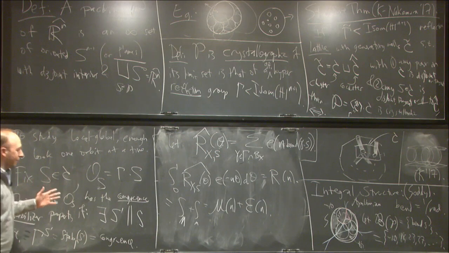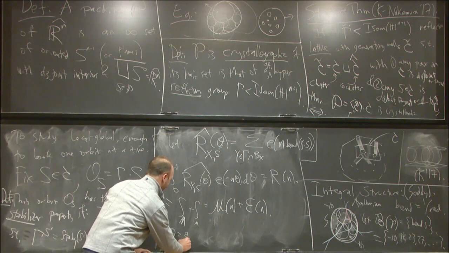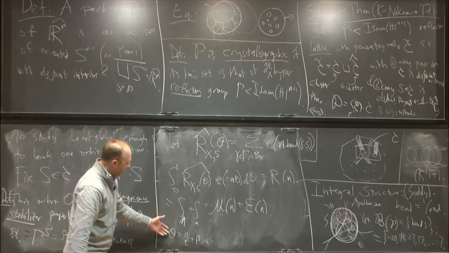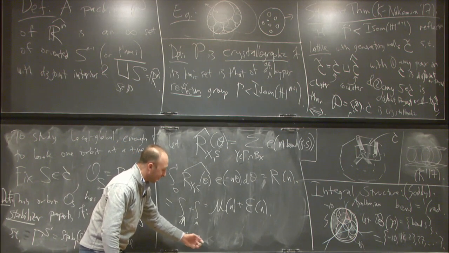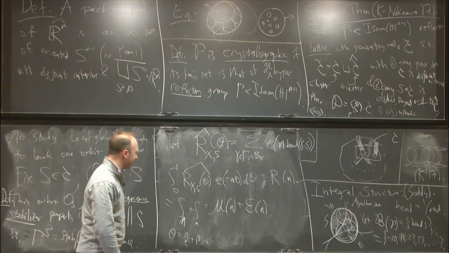So far, I haven't done anything. What are major and minor arcs? Any theta, you can write, for some choice of parameters, as some rational number plus some error. You can write any number in [0, 1] this way. Well, this is completely vacuous, but there is a way of making this precise.